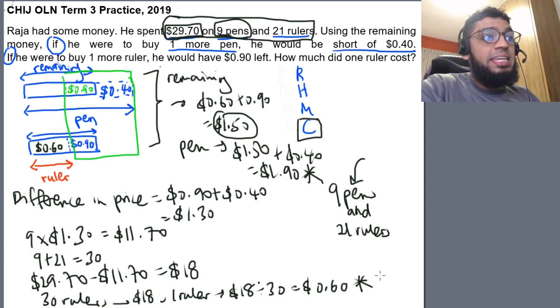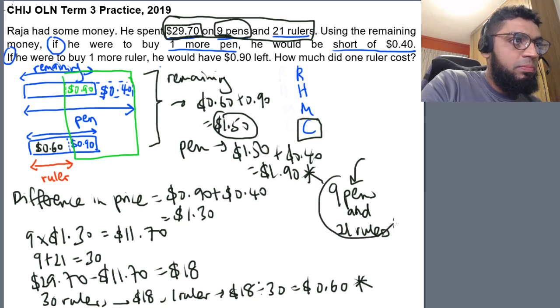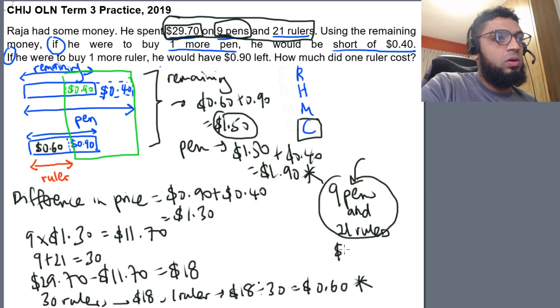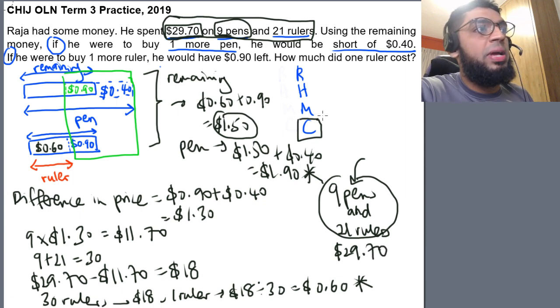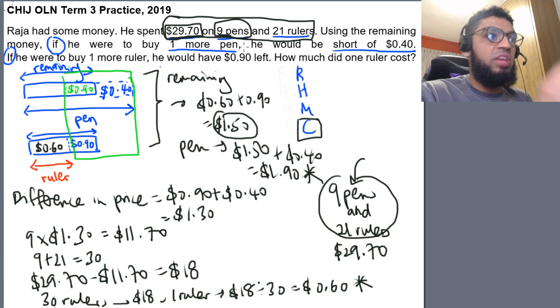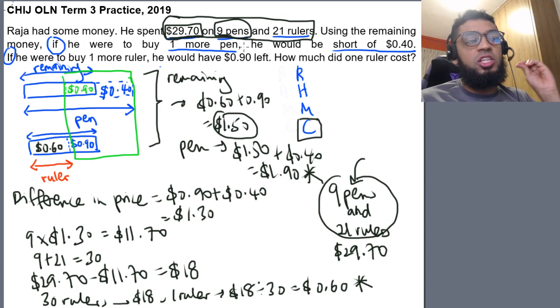And indeed, at the end, if you total the values up, you are going to get a total amount of $29.70, which is matching the information in this question, and with that match we have done the check for this question.